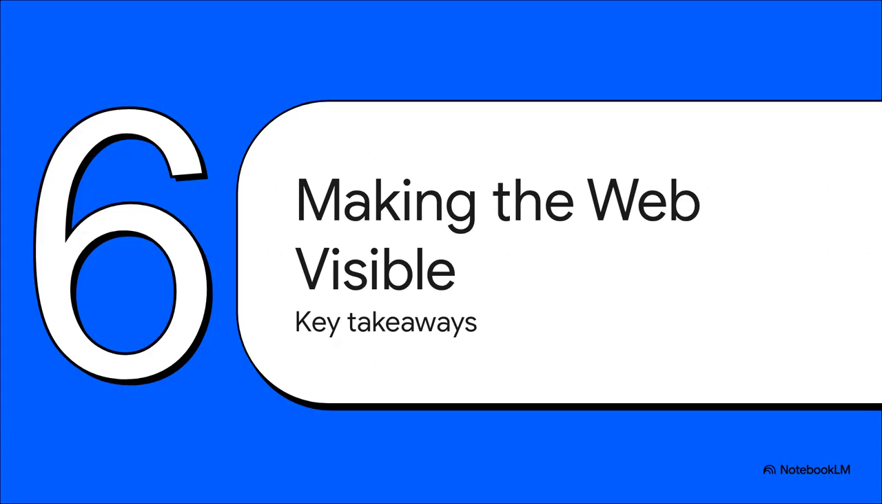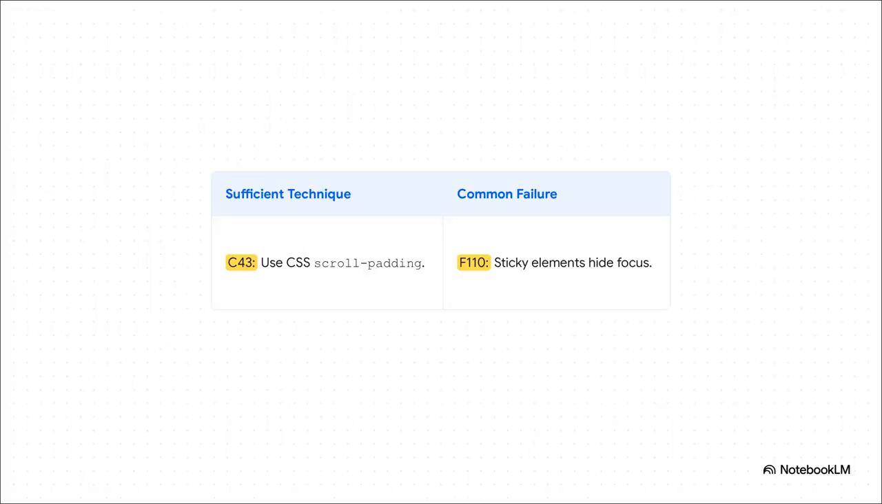All right, let's wrap this up and bring it all together. For our last section, let's talk about the key takeaways for anyone out there building stuff for the web, from making the web more visible. When you get right down to it, it can be a pretty simple cheat sheet. On the Succeed side, we have that awesome technique, using CSS scroll padding. It's an elegant solution to the whole sticky header and footer problem. And on the Avoid side, that's the #1 failure, letting those sticky elements completely hide a focused link or button.